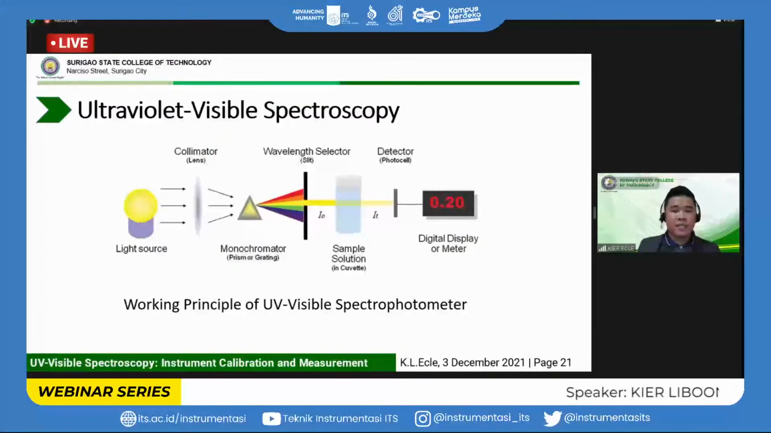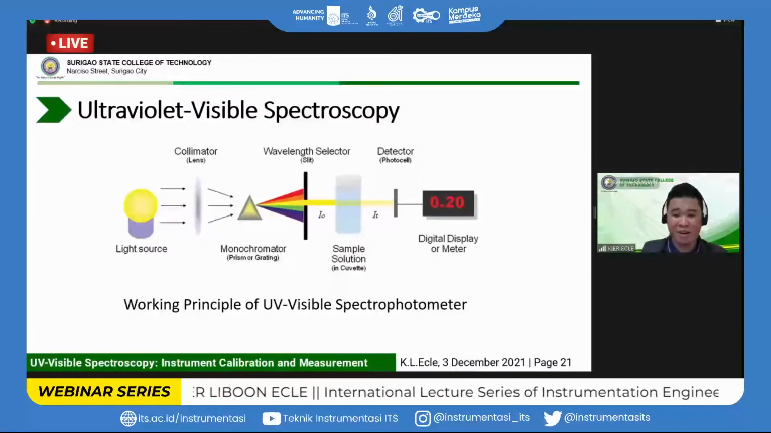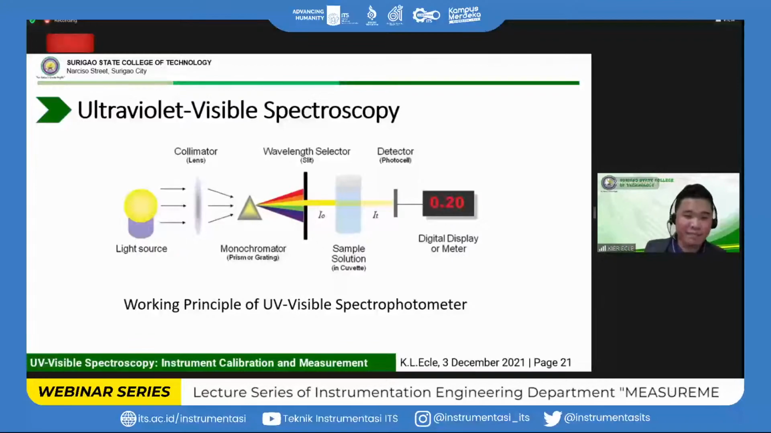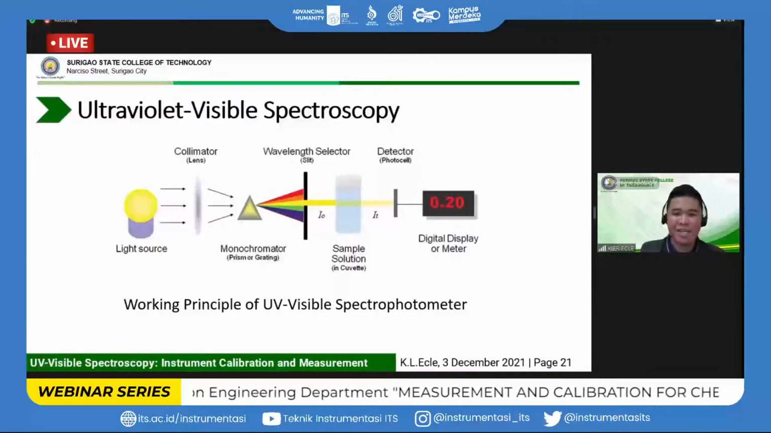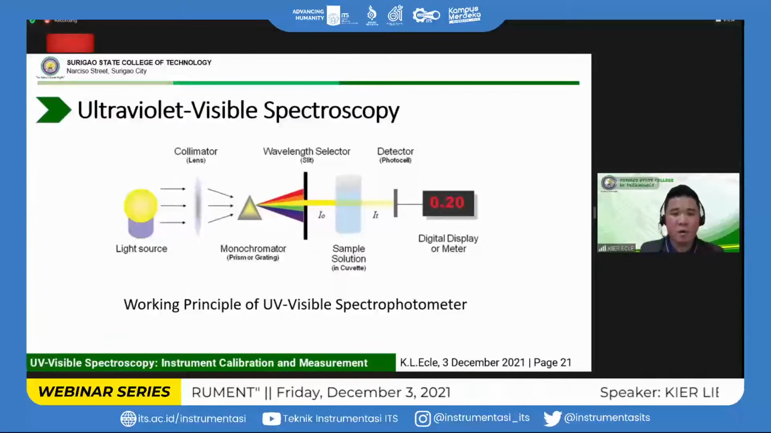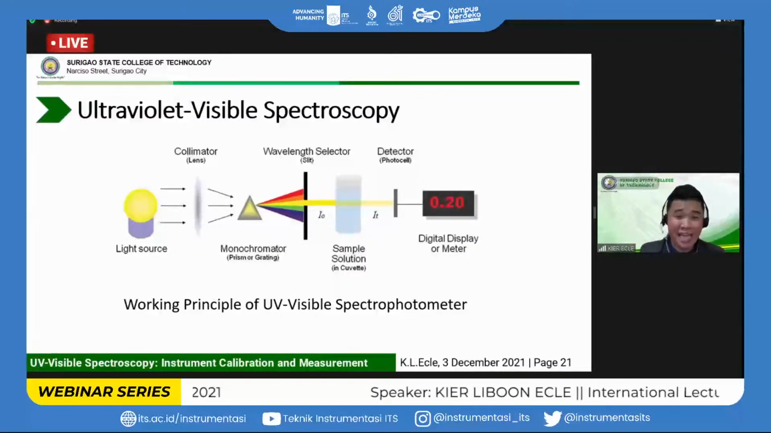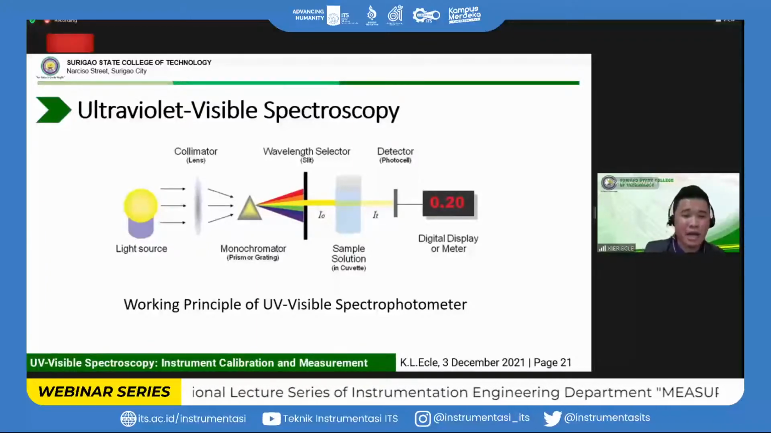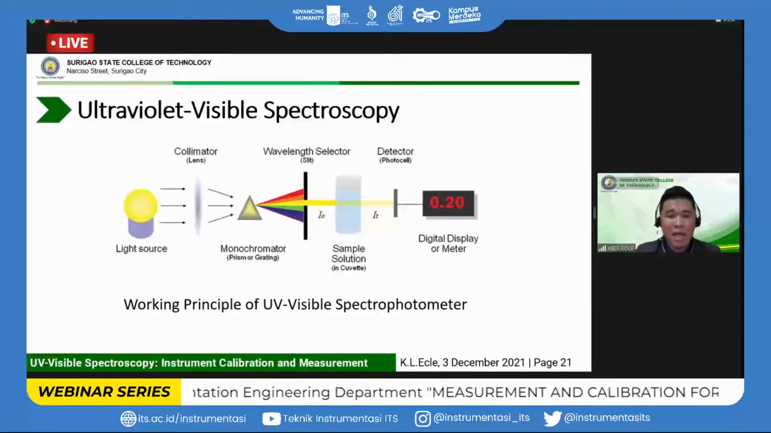Here is the working principle of the UV-Vis spectrophotometer. You have here the light source, which can be a deuterium lamp or a tungsten bulb. Those are the light sources for UV-Vis. We have here the entry slit, or the lens, or the collimator, basically a glass, where the light passes through, and as it reaches the prism, it creates the different colors of your visible region.